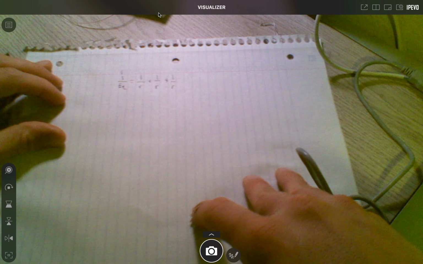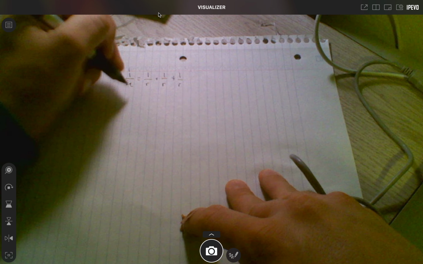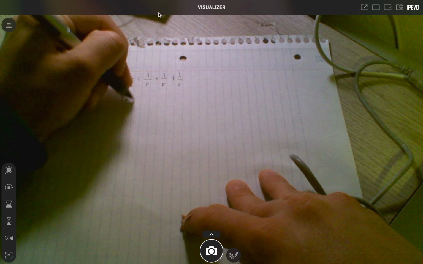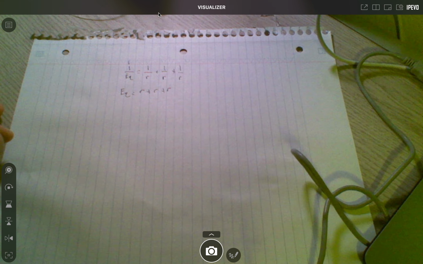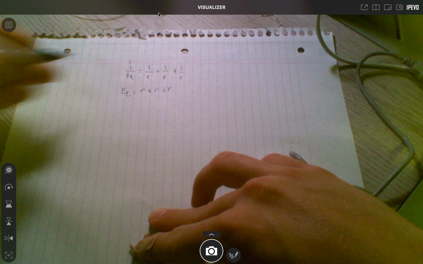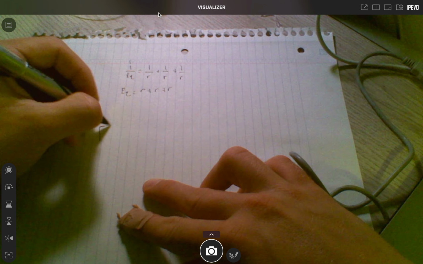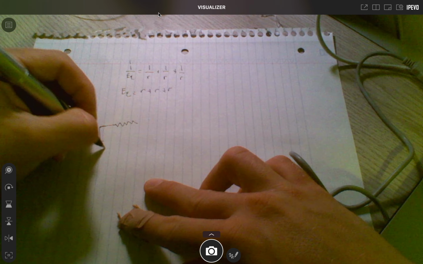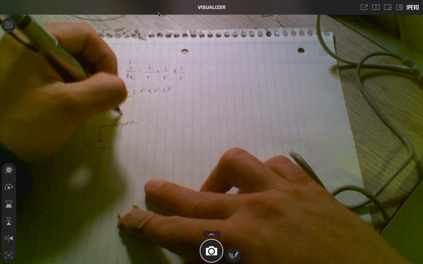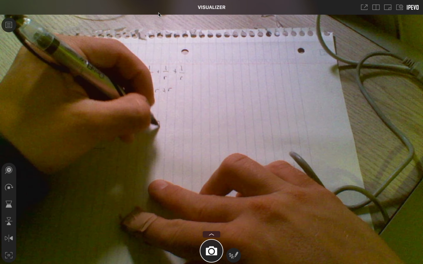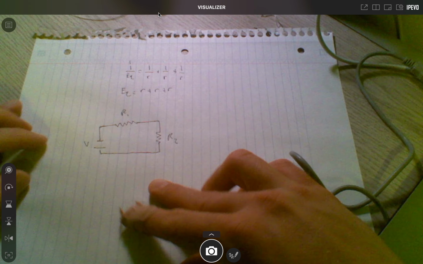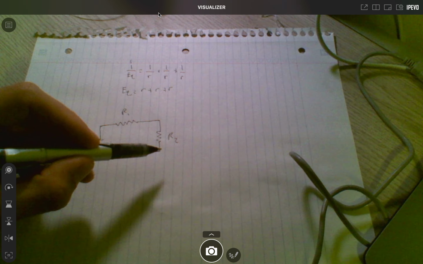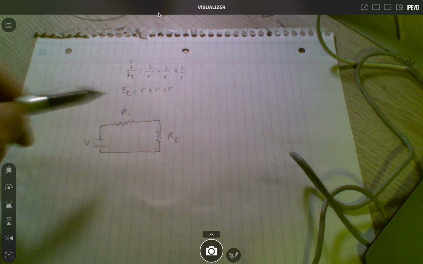For series, our equivalent resistance is just equal to our resistance plus our resistance plus our resistance. Now, just to draw how to determine what's in series versus what's in parallel, we will start with series. If something looks like this, resistor, let's say these are volts. This is resistance 1. This is resistance 2. Resistance 1 and resistance 2 are in series with one another.